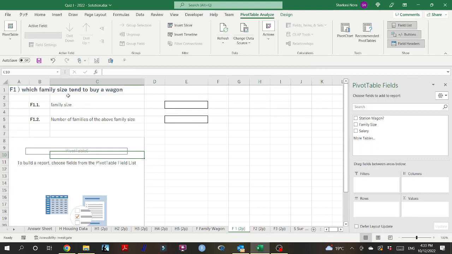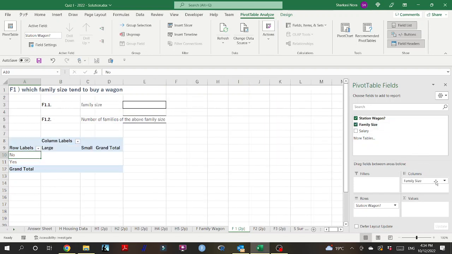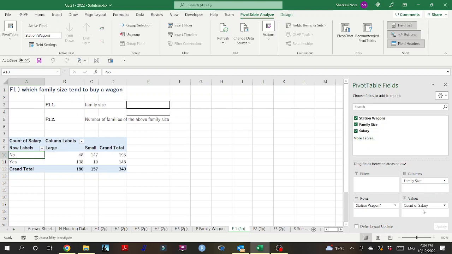Okay. So which family size? Station wagon, as I explained here, yes and no, whether you bought it or you haven't bought it. And now I want family size. Okay, here's the family size. And then I want which family size buys the wagon. So I need something in there, so I'm just going to throw it in there.